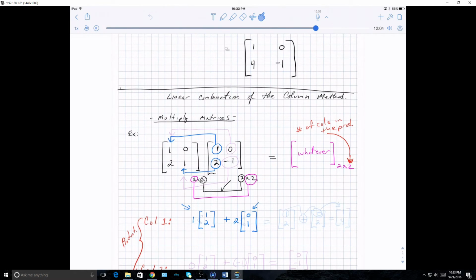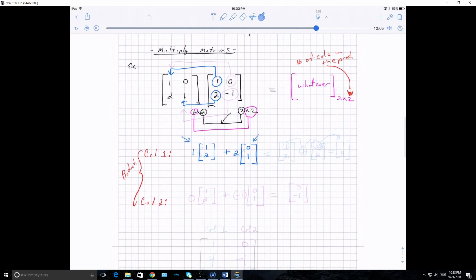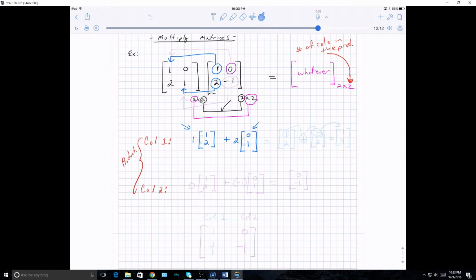Okay, so I'm going to leave that alone for a moment, and now let's use dark purple. Now I'm going to take the first element of the second column and multiply it by the first column vector. So this is 0 of 1, 2 plus, well, this is going to be a negative 1 of the second column, so that'll be a negative 1 of 0, 1. And now all we have to do is the scalar multiplication and then combine.